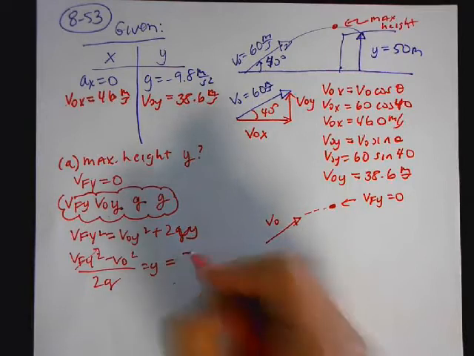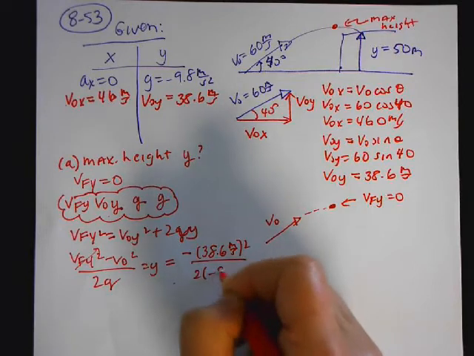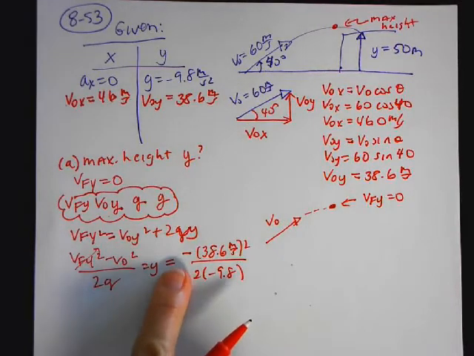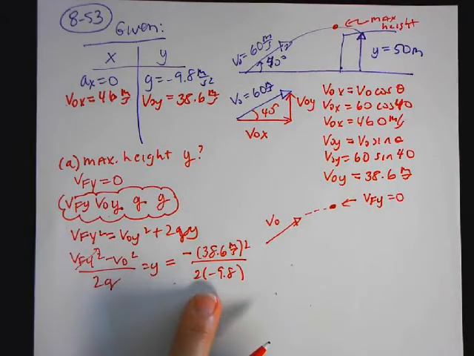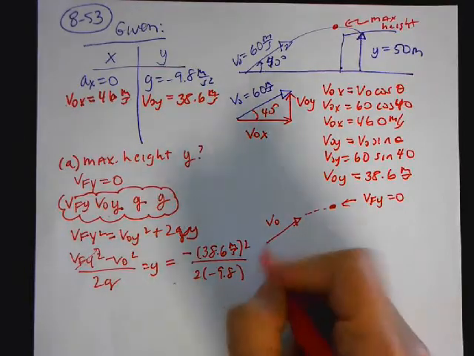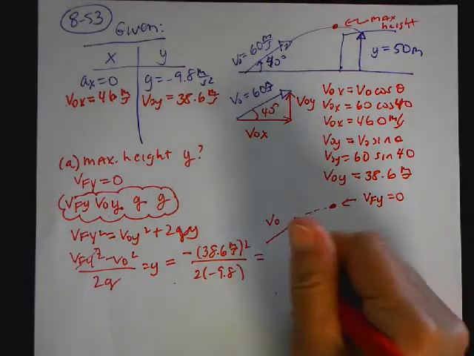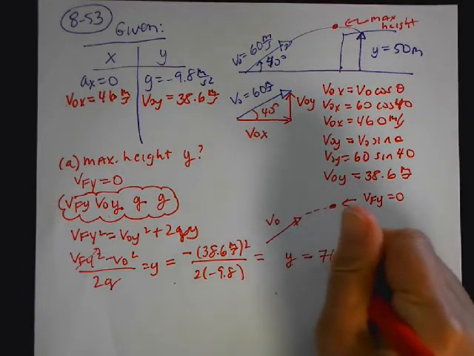So it's going to be negative 38.6 squared divided by 2 times negative 9.8. And you see the negative in the numerator cancels with the negative in the denominator. So I get a positive value for y, because see how y is positive, it goes up. So I need to be consistent with my sign convention. So I end up getting that y is equal to 76 meters.